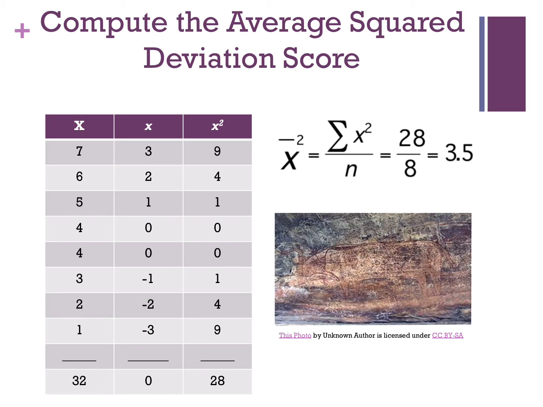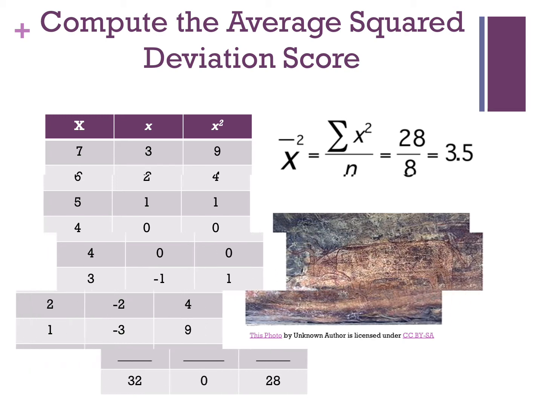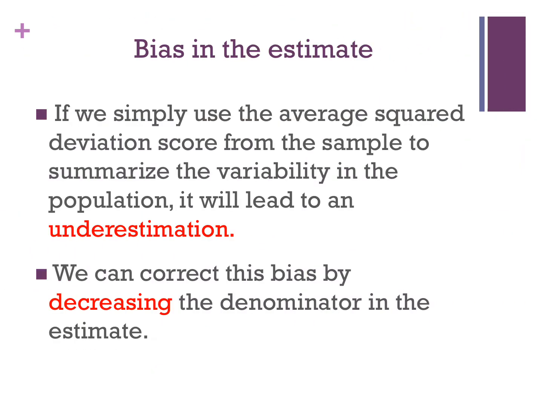Recall, however, that we want to do more than describe the data in this particular sample. Our big picture goal is to describe the larger population from which the data came. And there's a problem with this step, as we'll see in the next slide. There's bias in the estimation. If we simply use the average squared deviation score from the sample to summarize the variability in the population, it will lead to an underestimation.